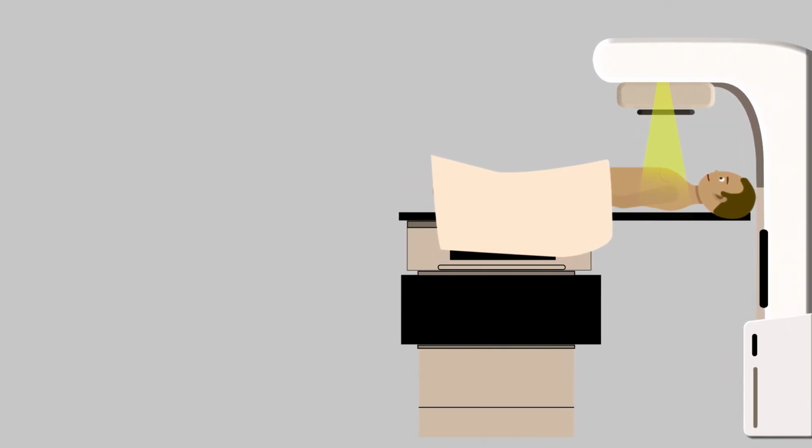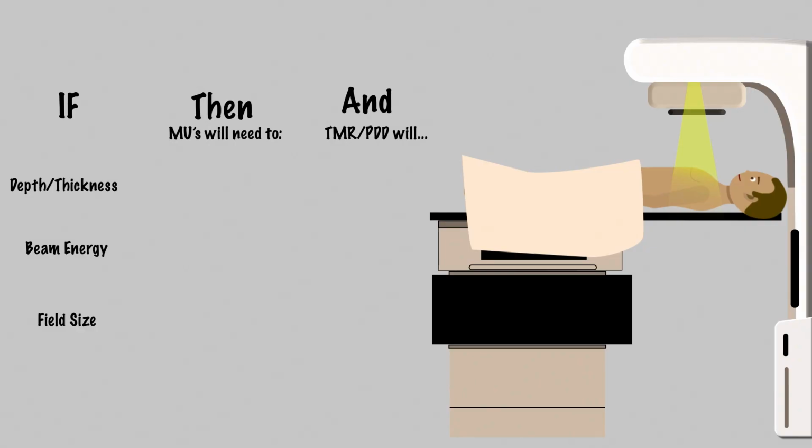Specifically, we are going to consider how PDD and TMR are impacted as each of these parameters increase. Increasing prescription depth means decreasing PDD and TMR, meaning we would need more monitor units to deliver our desired dose. Increasing beam energy means increasing PDD and TMR, meaning we would need less MU in order to deliver our desired dose. Increasing field size means increasing PDD and TMR, meaning we need less MU in order to deliver our desired dose.